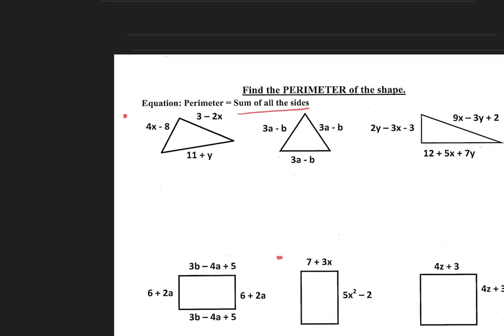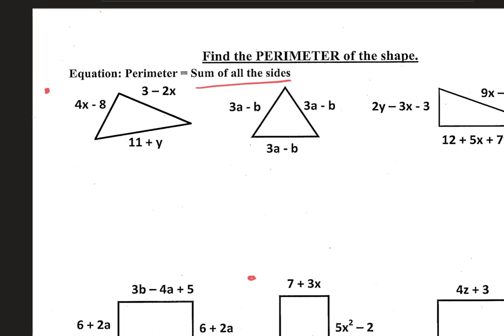So starting with our triangle. Remember, you're adding all the sides. So if you want to just look off of the shape, that's fine. I'm going to, for this problem, since it's not that many terms, write it all out in a line. So that's going to be 4x minus 8 plus 3 minus 2x plus 11 plus y.